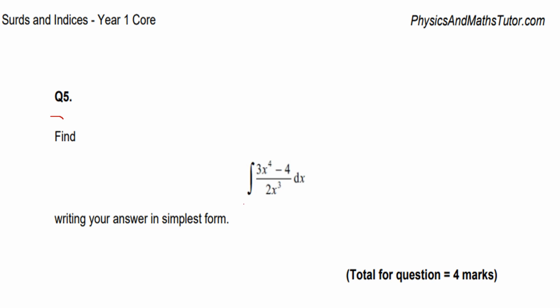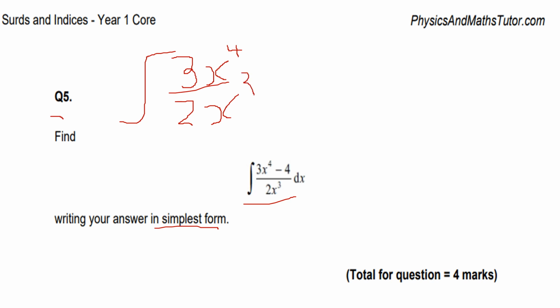Find the integral of this function, writing your answer in its simplest form. So, I can split this up, guys, into the integral of 3x to the 4 over 2x cubed, and then I'm going to have minus 4 over 2x cubed. And then I'm going to remember our dx.